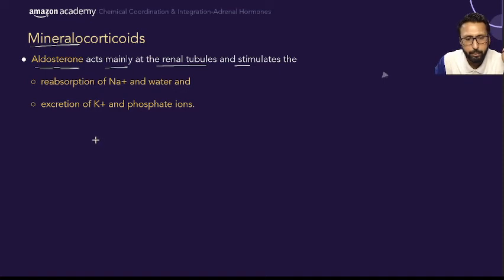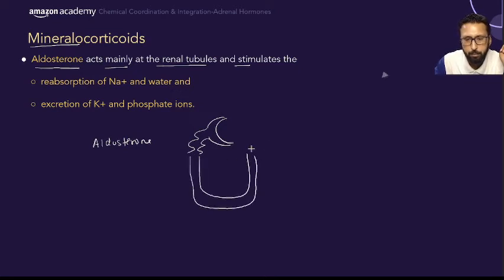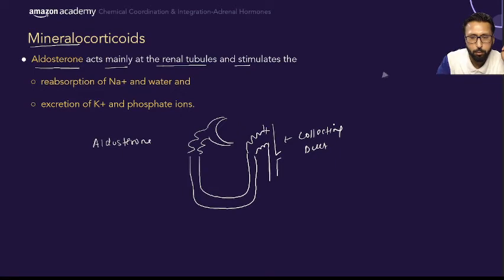Okay, so this aldosterone acts, suppose this is our nephron, this is the loop of Henle, this is the DCT and these are the collecting ducts. So this aldosterone is going to act here. Aldosterone acts on the terminal part of the nephron. Aldosterone acts here, and what will it cause?